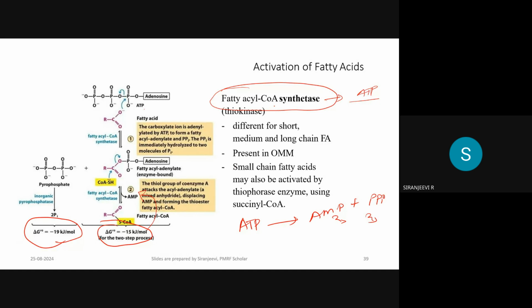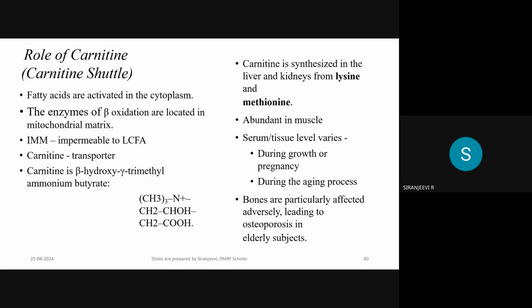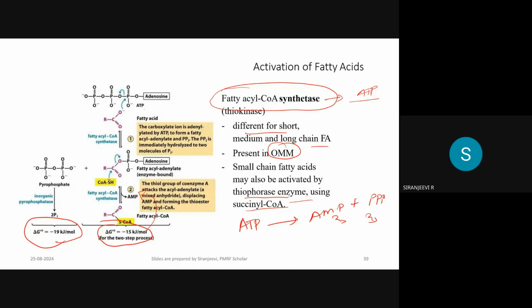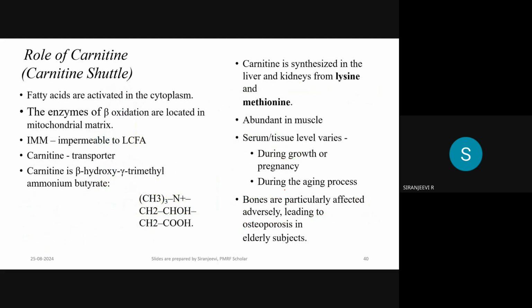Based upon the chain size of the fatty acid, the fatty acyl CoA synthetase also differs. There are different ones for short chain, medium chain, as well as long chain fatty acids, usually present in the outer mitochondrial membrane. The short chain fatty acids may also be activated by the thiophorase enzyme using succinyl CoA. The enzymes responsible for beta oxidation are present in the mitochondrial inner membrane as well as the mitochondrial matrix. So there should be a system where the cytoplasmic activated fatty acid is transferred into the inner mitochondrial membrane. That will be done by carnitine.